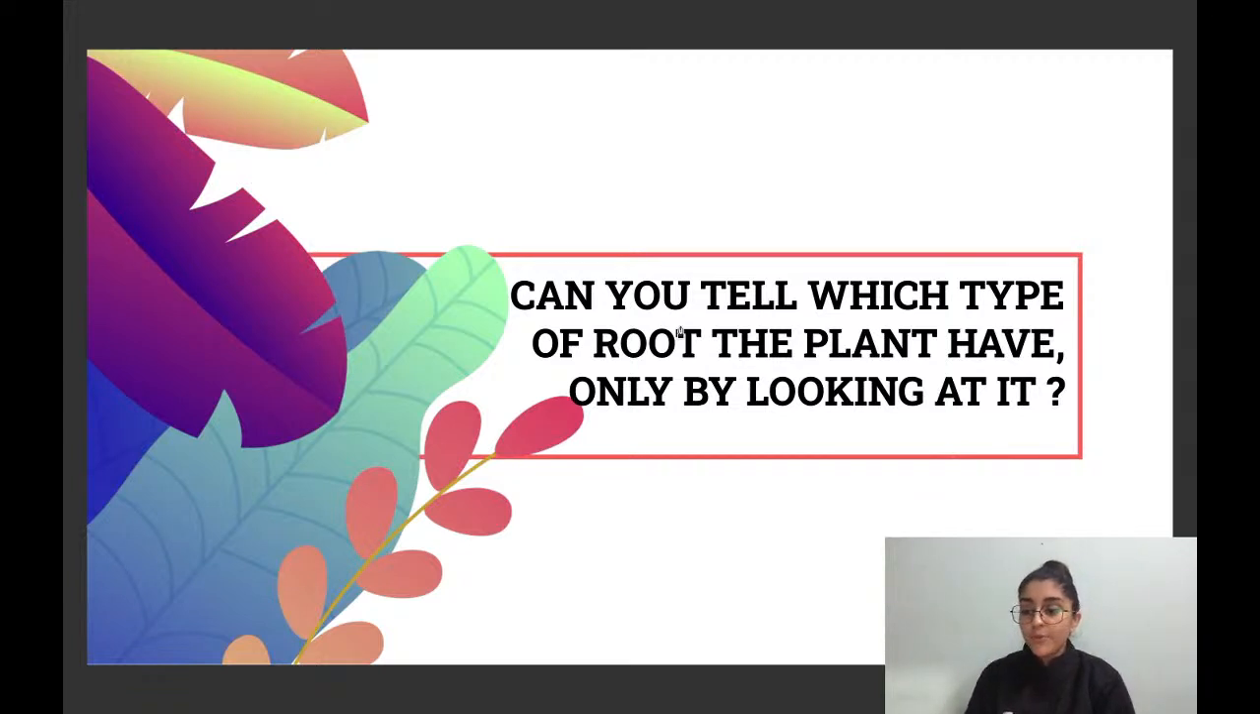Okay, I'm getting a lot of yeses. So how can we do that? How can we know what kind of roots that plant has if we are only allowed to look at it? Quickly tell me. How can we do that?